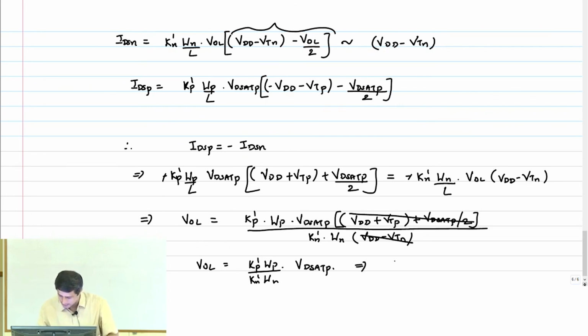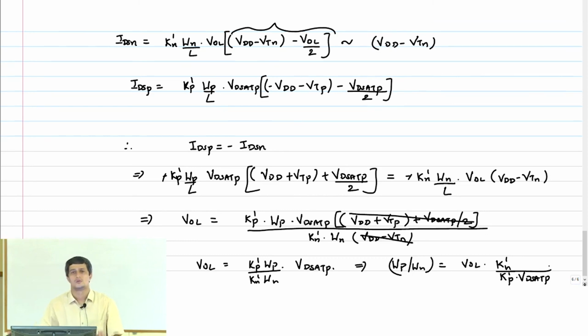So what does this say? It says that WP by WN equals VOL into Kn prime by Kp prime into Vd sat P. So if your VOL goes up, then WP has to go up. Correct? That's what this equation says. WP by WN is proportional to VOL. So if VOL has to come down, then WP by WN has to come down.